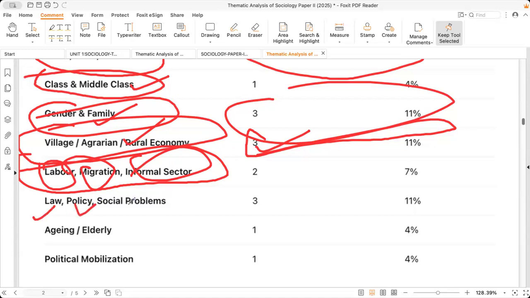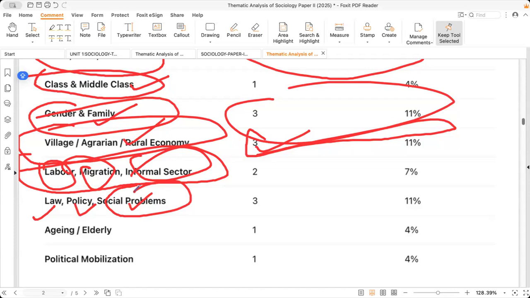Then law, policy, social problems. So social problems India has many. And law and policies will also attract a few questions. They have asked in the past some of the schemes as well directly. So that is nothing but part of policy. Law means some legal changes, like the new education policy is also part of a policy. Okay, so what is the impact of it? That has been asked in the past also. Now they had asked an umbrella question on education. So this will also remain important and 3 questions have been asked.